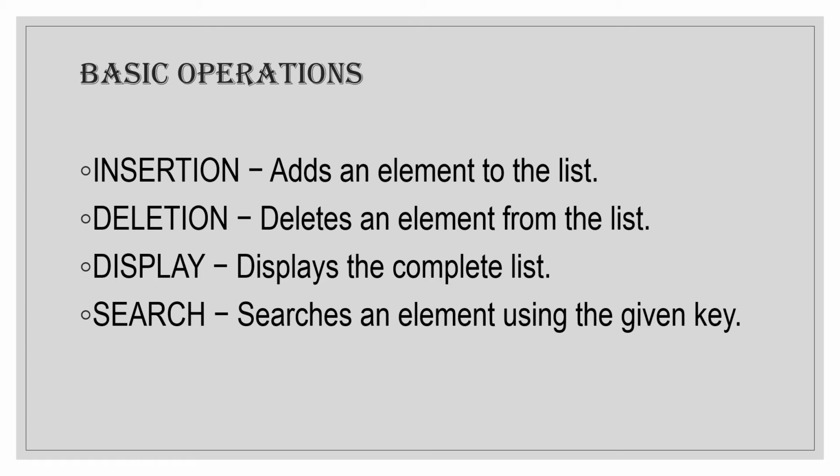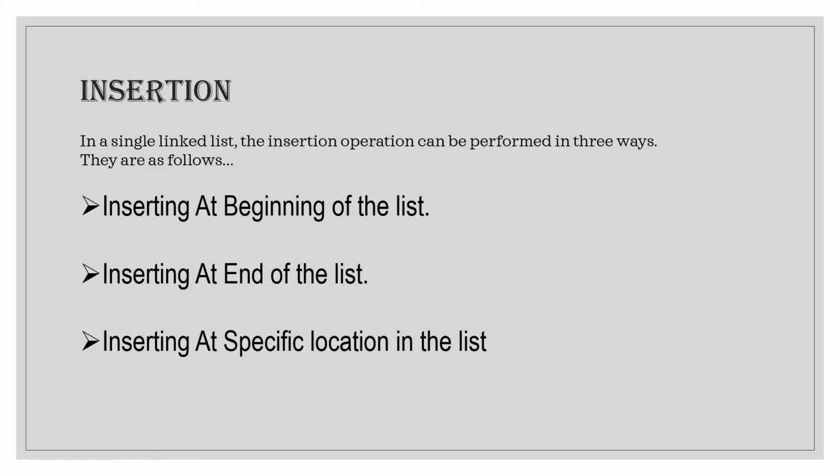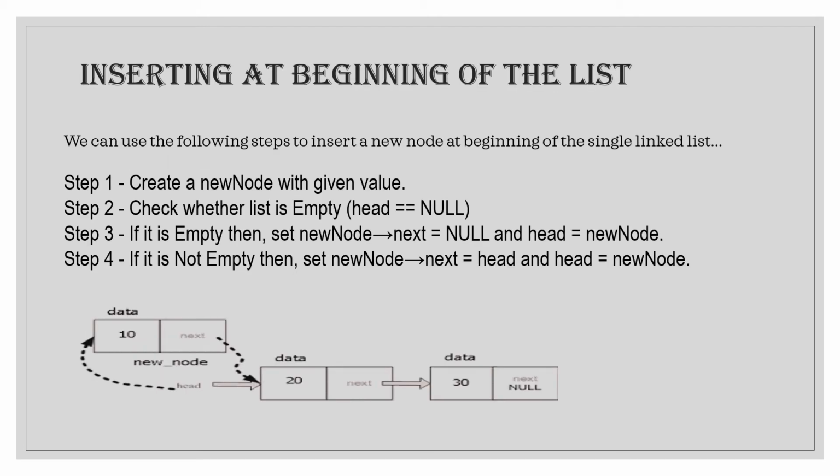Insertion operation. In a single linked list, the insertion operation can be performed in three ways: insertion at the beginning of the list, insertion at the end of the list, and insertion at a specific location in the list. First, we are going to discuss insertion at the beginning of the list. We can use four steps to insert the element in the front position, that is, at the beginning of my existing list.